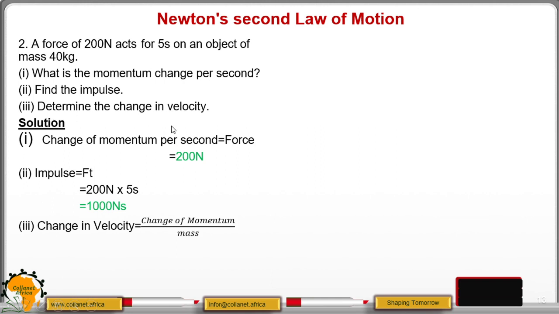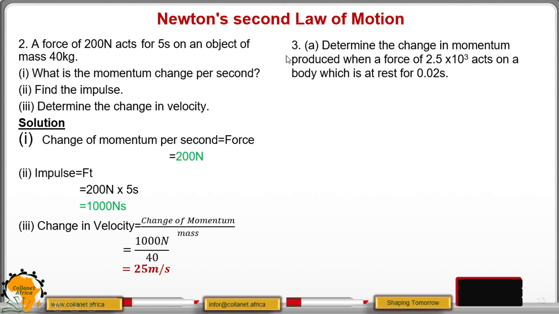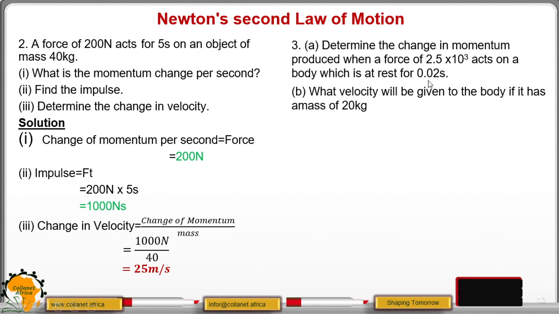Then number 3, we have the change in velocity. The change in velocity will be given by the change of momentum divided by mass. So you get 1000 Newton second divided by 40. You get that it is 25 meters per second. That is the change in velocity. Then question number 3. Determine the change in velocity produced when a force of 2.5 times 10 to the power 3 acts on a body which is at rest, and the time that it takes is 0.02 seconds. Then part B, what velocity will be given to the body if it has a mass of 20 kg?